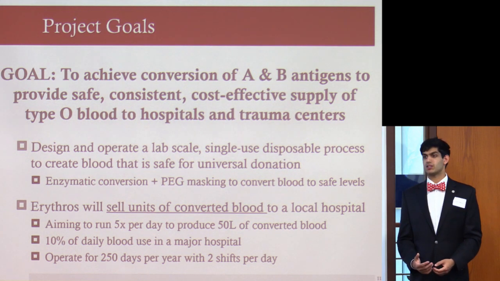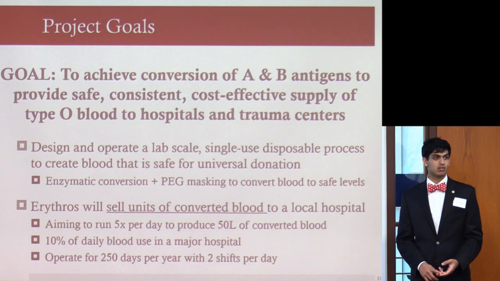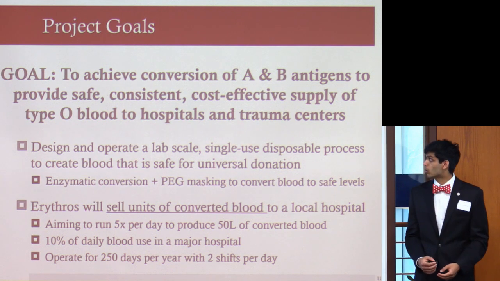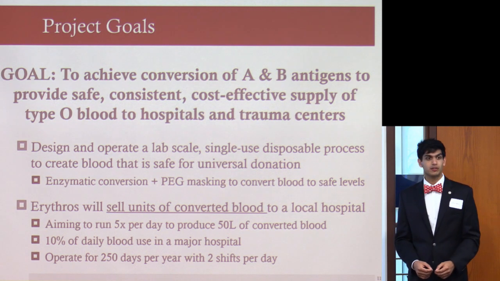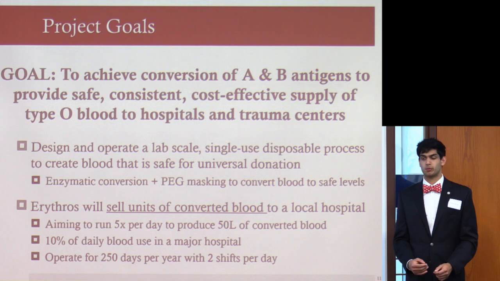This achieves a few things. It ensures the sterility of the blood, prevents against any contaminations, and it also reduces the upfront costs. Our goal is to produce 50 liters of blood per day with 5 10-liter batch reactions. We're also going to operate for 250 days a year with 2 shifts per day.